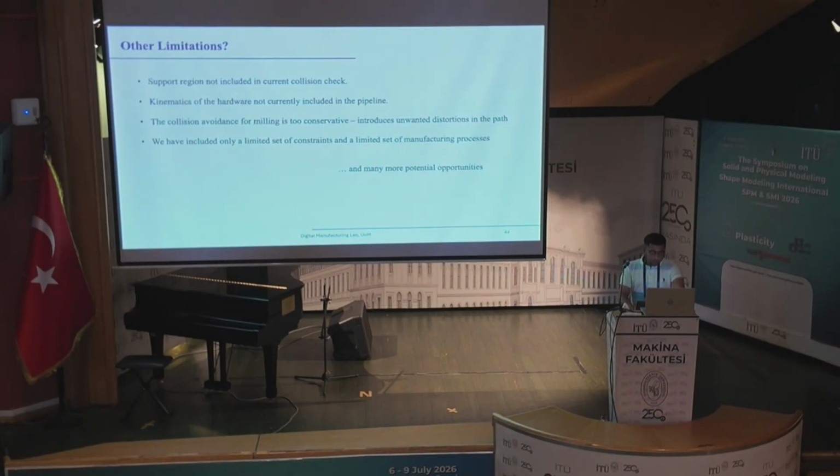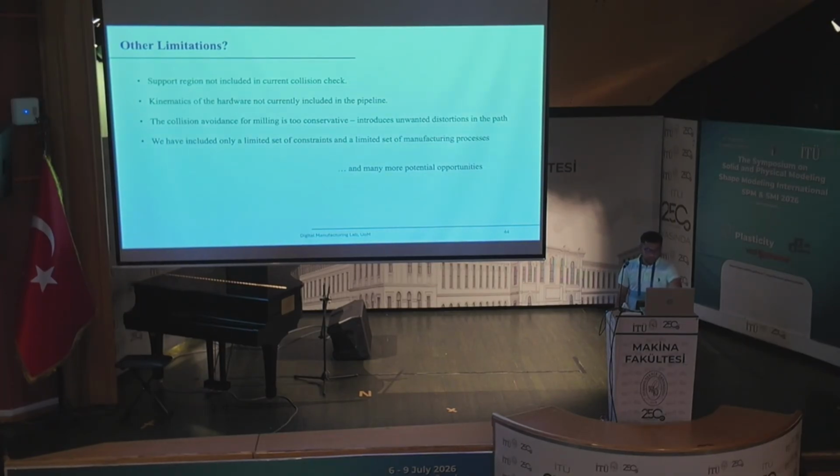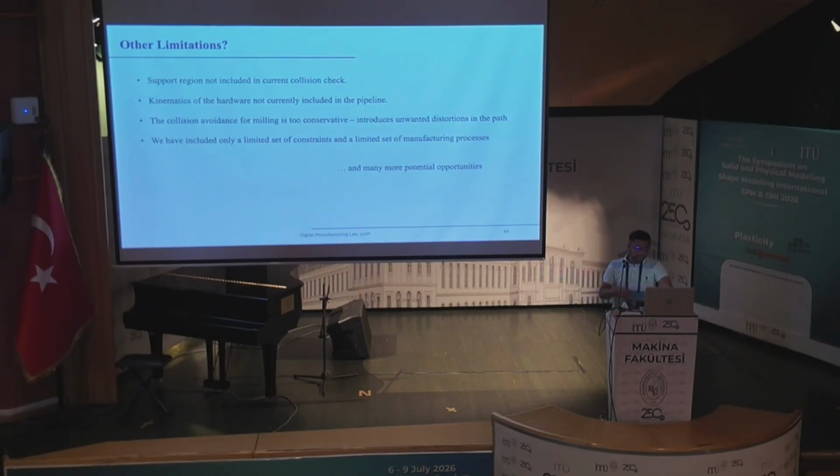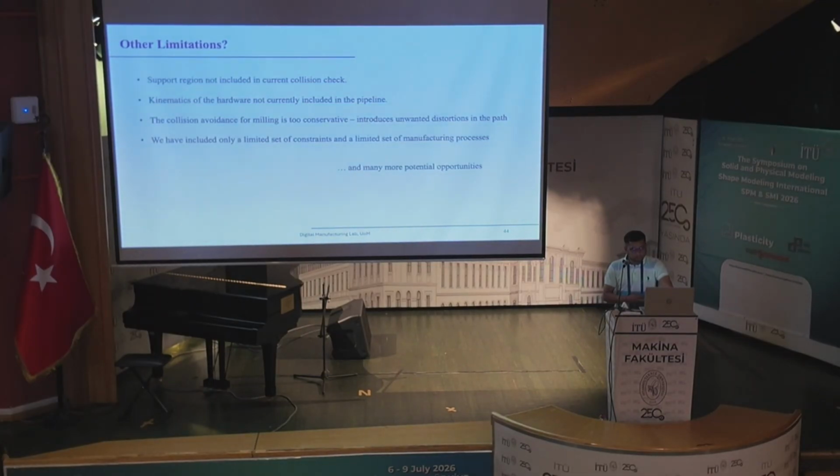Speaking about limitations, there are a lot. The first is we did not include support region during the optimization for collision. Then we did not include kinematics during our optimization, which is another scope. As a result, our tool had to be symmetric during the collision check because we did not know how it would align along the axial direction. Then our collision avoidance for the milling is too conservative, which leads to a bit of distortion in the path, which probably in the future we can solve.